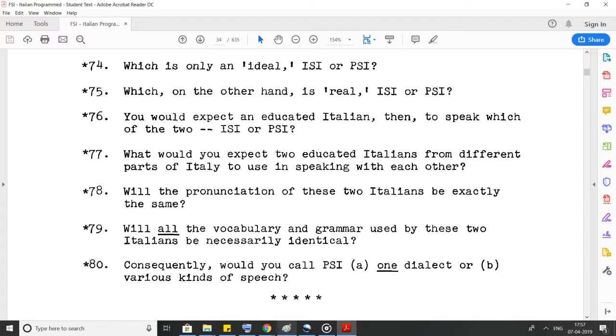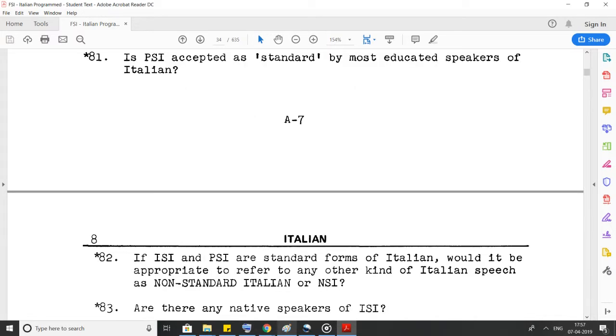The answer is no. Frame 80. Consequently, would you call PSI A, one dialect, or B, various kinds of speech? The answer is B. Frame 81. Is PSI accepted as standard by most educated speakers of Italian? The answer is yes.